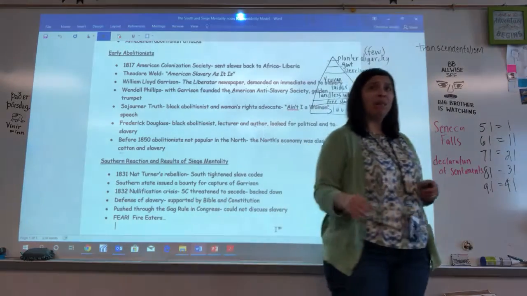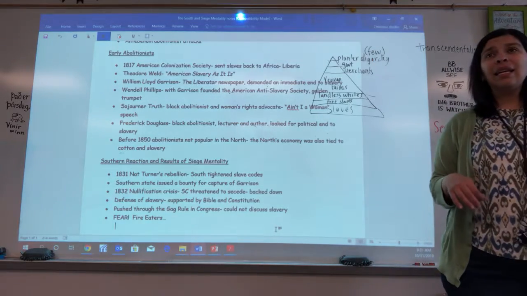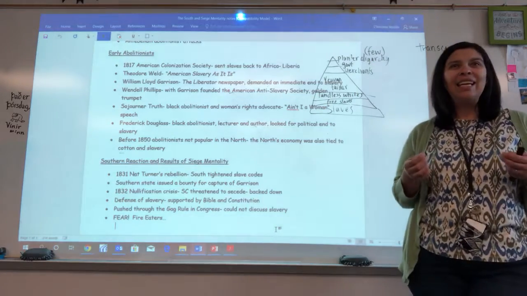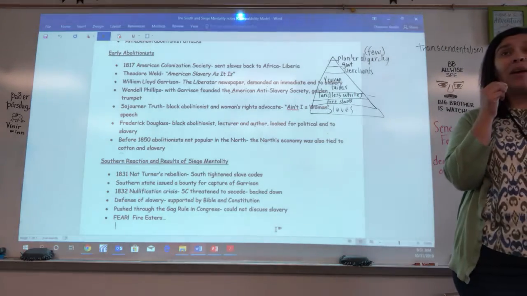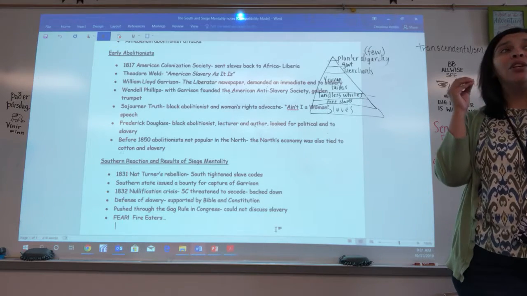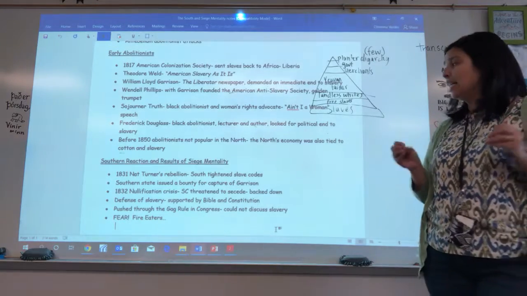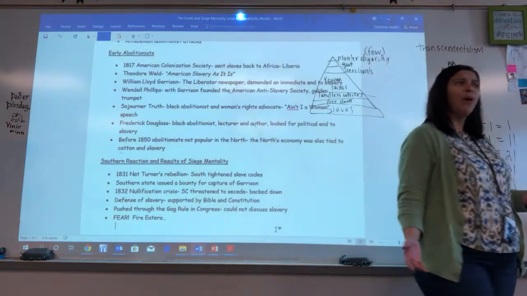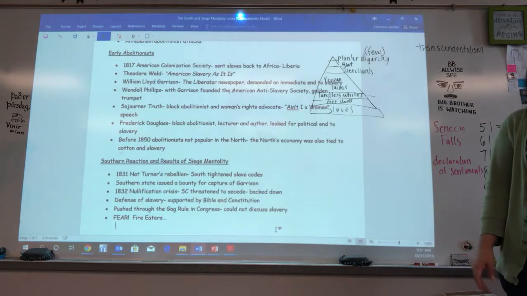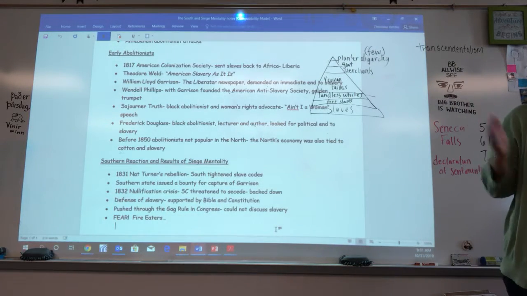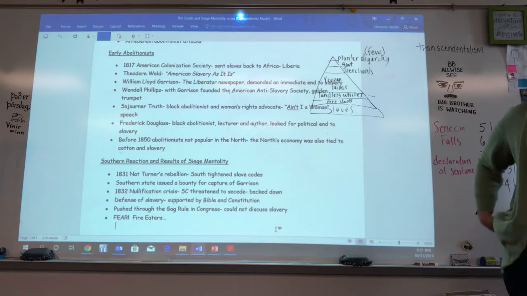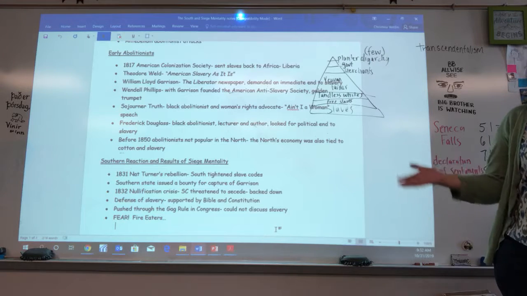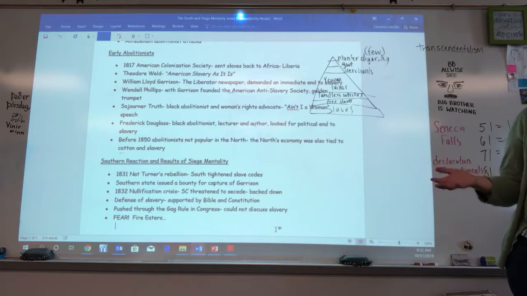Do y'all know what gag means? To silence. Okay, you need to know this rule. I promise you, you're going to see this somewhere. The gag rule is to silence, so that we cannot discuss the issue of slavery. Who do you think would propose that? A Northerner or a Southerner? A Southerner, because they do not want the issue of slavery being talked about in the halls of Congress. Because they fear if it's brought up in the halls of Congress, what could they do? Abolish it, get rid of it.